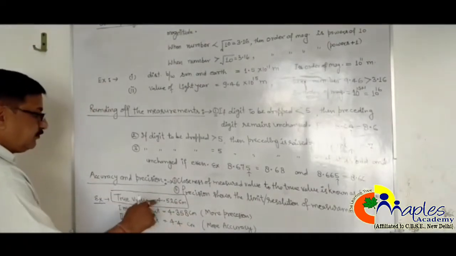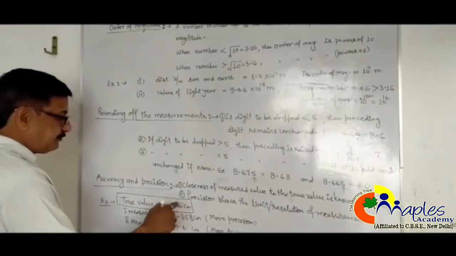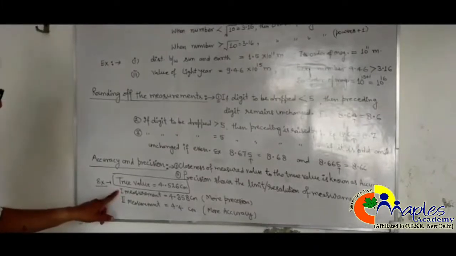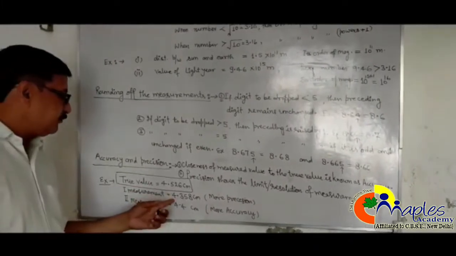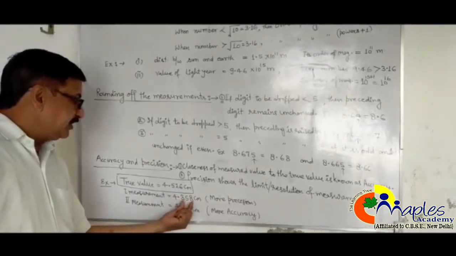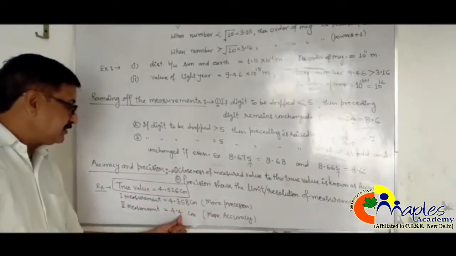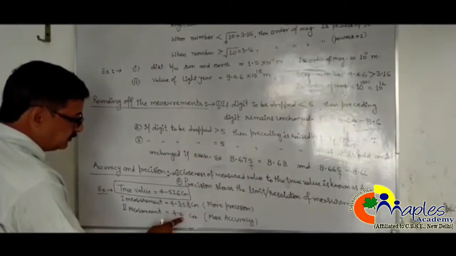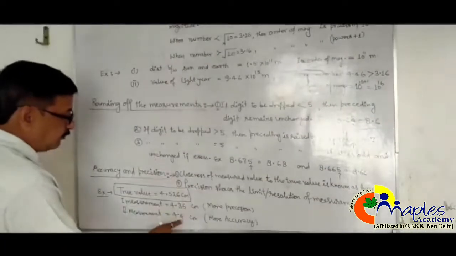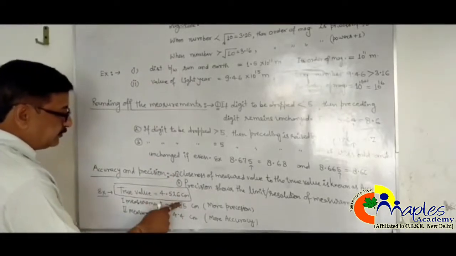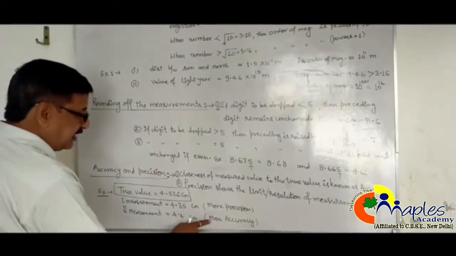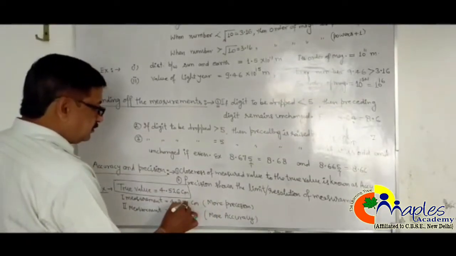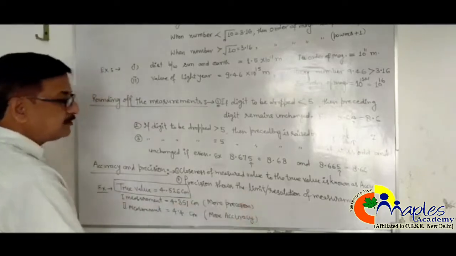is 4.526 centimeter. The first student or first instrument takes a measurement 4.358 with 3 digits after the decimal, and here only 1 digit, but 4.4 is close to the true value, so it is more accurate. More accuracy is here, and the other is resolved up to more digits, so it is more precise.